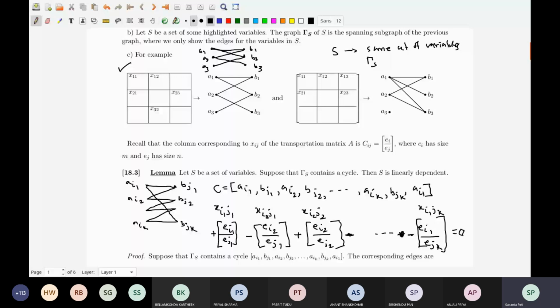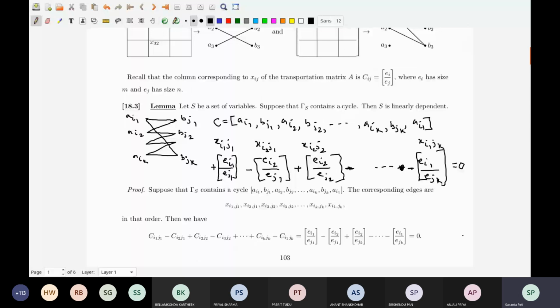Then you will ask whether this is if and only if. Suppose I have a set of variables, and I look at gamma S, their bipartite graph, and it does not contain a cycle. Will it be linearly independent? The answer is yes, it will be linearly independent.